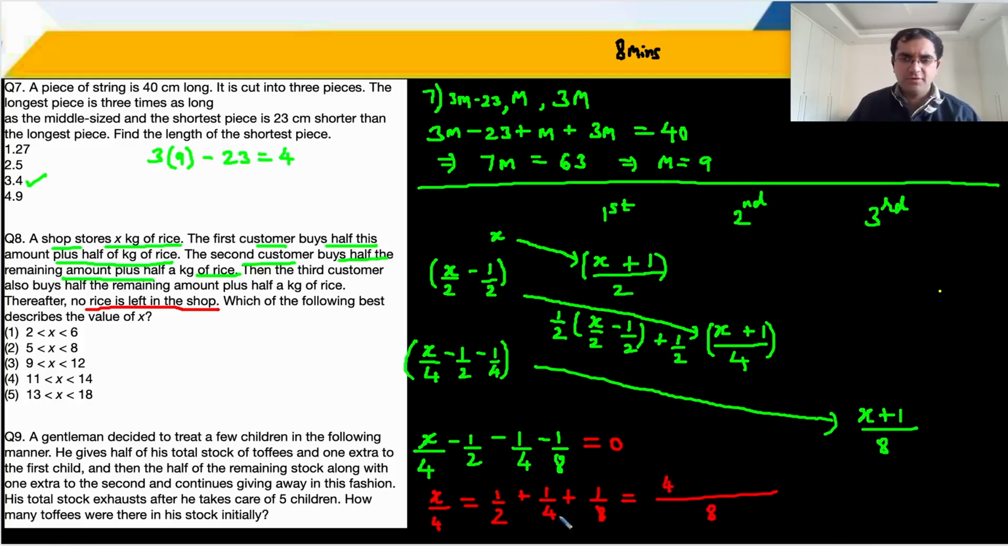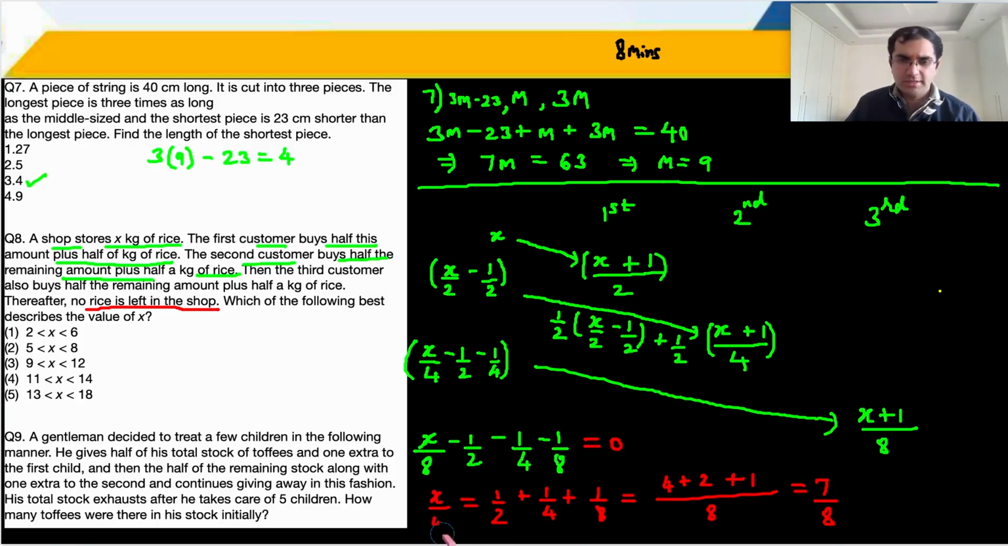That's 2 into 4, 4 into 2, 8 into 1. So you get 7 upon 8. X upon 4 is equal to 7 upon 8. Well, not x upon 4. Let me correct this point. After you are doing your calculation over here, after the third customer, you'll get x upon 8.